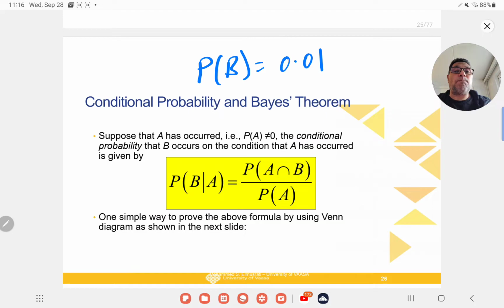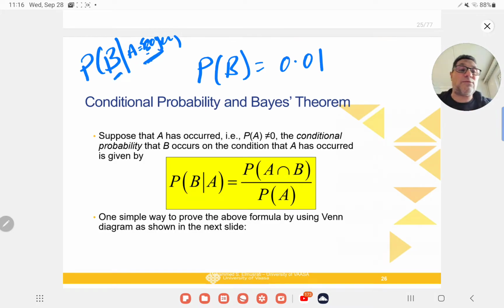Now of course, what if you have more observations? How will this observation affect your uncertainty? What I mean is, assume that A is the age of the person. Now what is the probability of being diabetic given the age of this person, where you take a random sample, someone, and you find that his or her age is, let's say, 80 years? How will this observation affect your belief or your uncertainty about the probability of this person being diabetic or not?